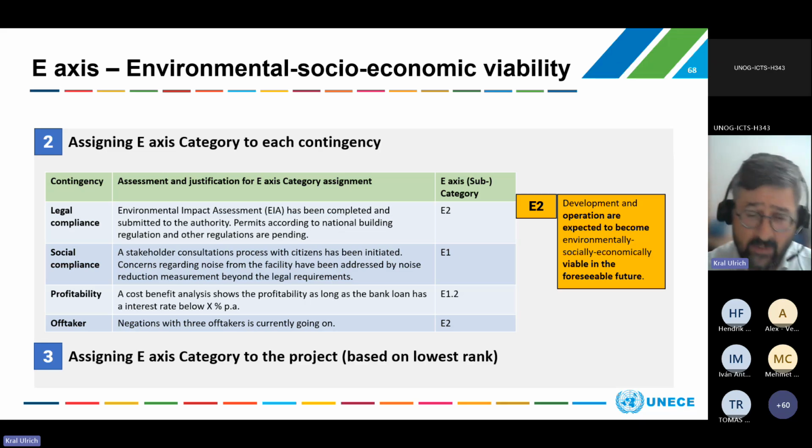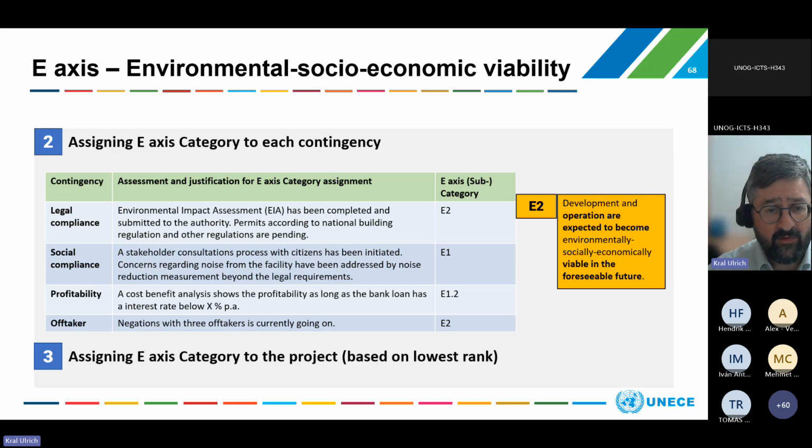And why select E2? Because it fits the definition of E2 according to the UNFC documents. E2 means that the development of the recycling project and the operation are expected to become environmentally, socially, and economically viable in the foreseeable future. So it means that you not only assess the current status of the project, you assess the likelihood that the legal compliance will be addressed in the foreseeable future.